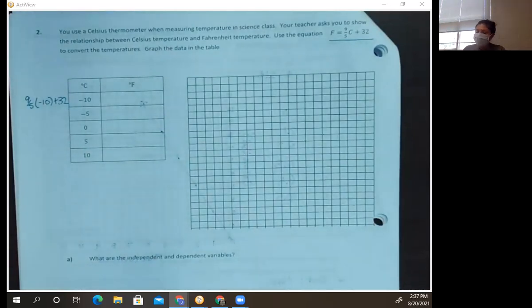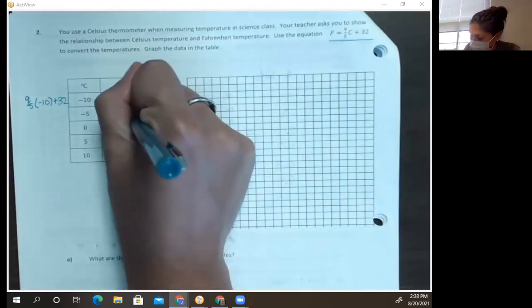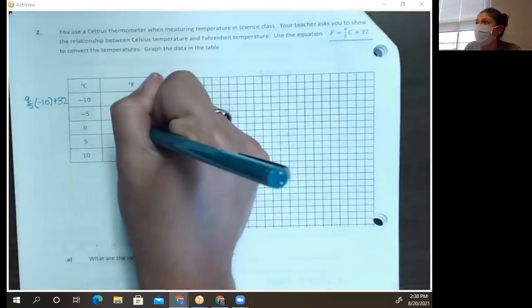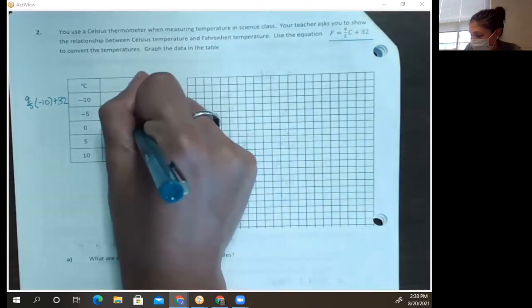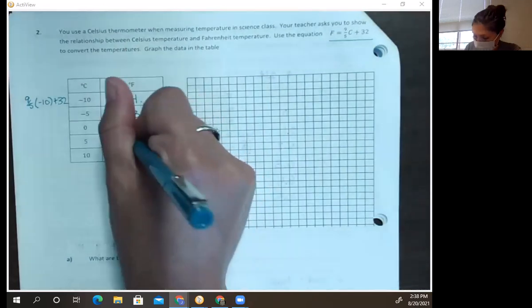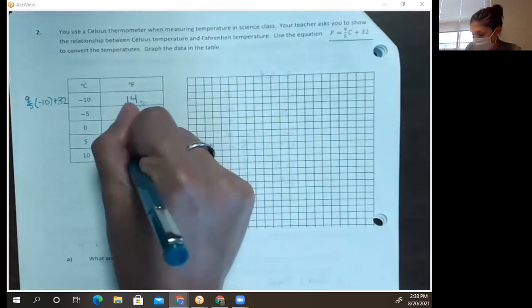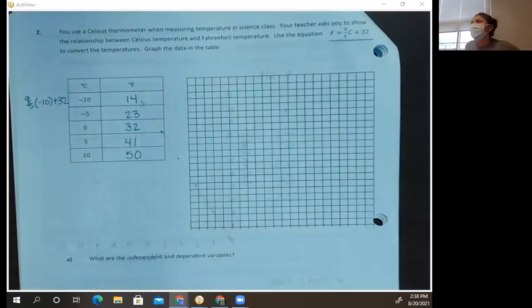Okay, when it's negative 10 degrees Celsius, what's the temperature in Fahrenheit? We should all have it. You guys can all say it. 14, yeah. How about when it's negative 5? 23. How about when it's 0? 32. You hopefully didn't have to type that one in. How about when it's 5? 41. And when it's 10? 50. Should be 50.